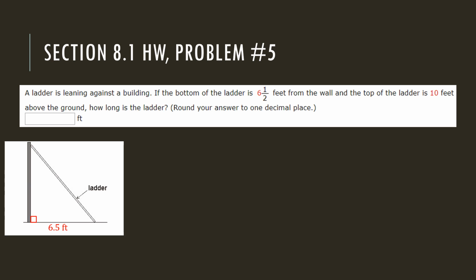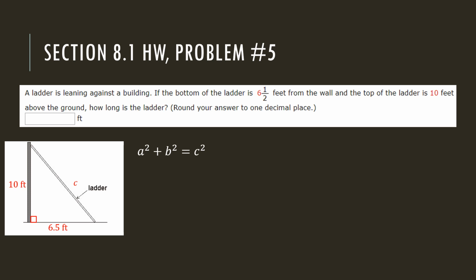Next it says the top of the ladder is 10 feet above the ground. So the top of the ladder right here is 10 feet above the ground. So let's fill in that number, 10 feet. They want to know how long is the ladder. So we know 2 legs, and they want us to find the hypotenuse, which is c. So let's use the Pythagorean theorem. The Pythagorean theorem is a squared plus b squared equals c squared.